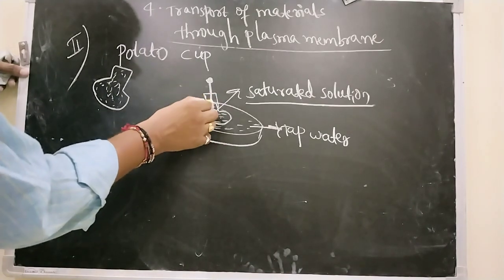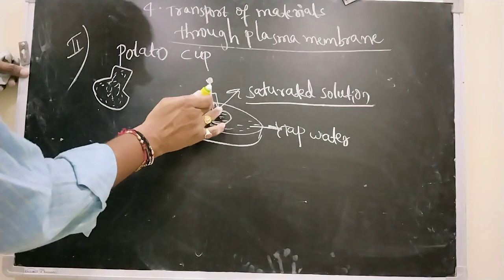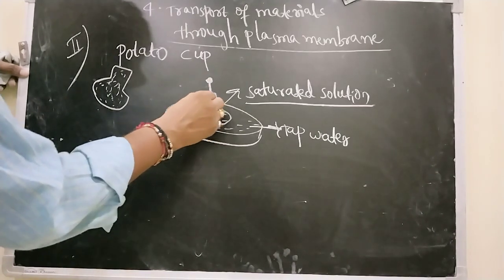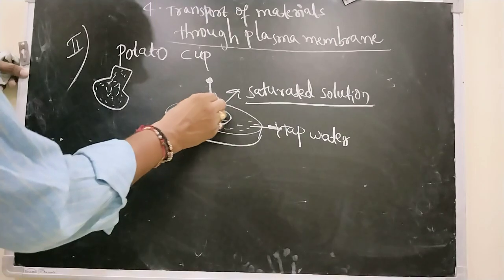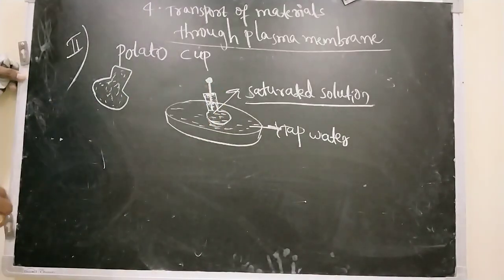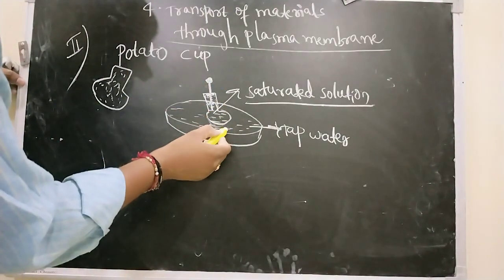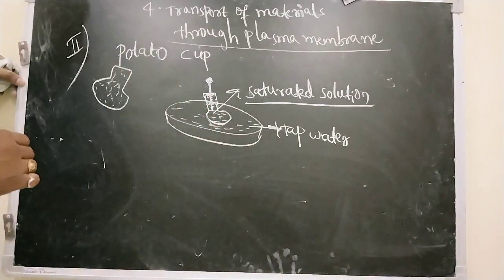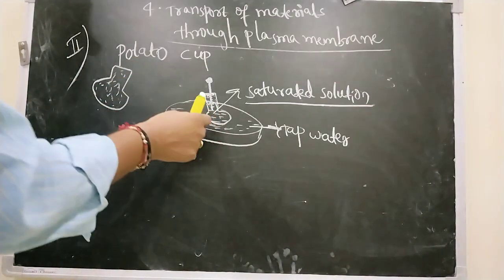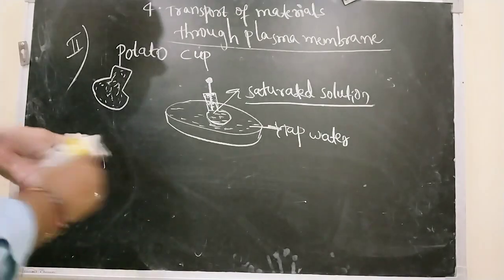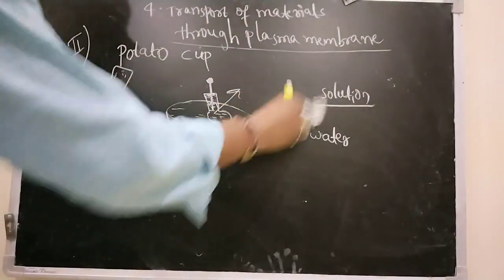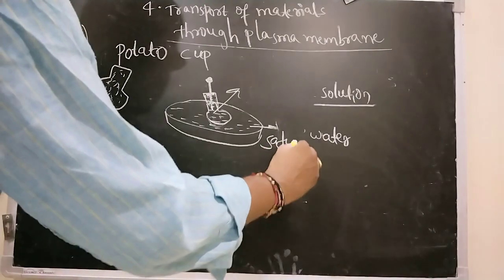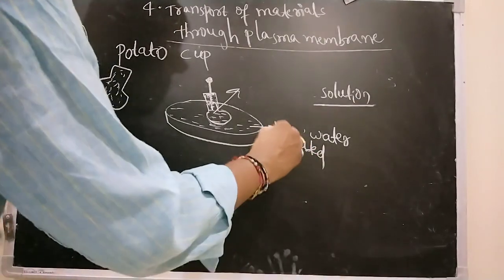As a result, we observed that the water level crossed the mark. It rose some more. It is because the water from the petri dish enters into the potato cup. Okay, right. Now next, what we will do is take a saturated solution in the petri dish.